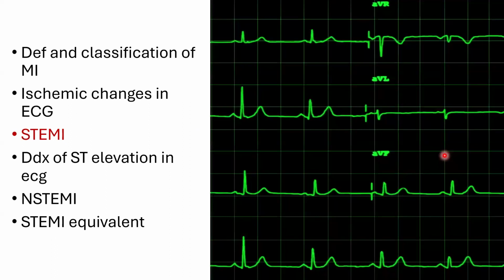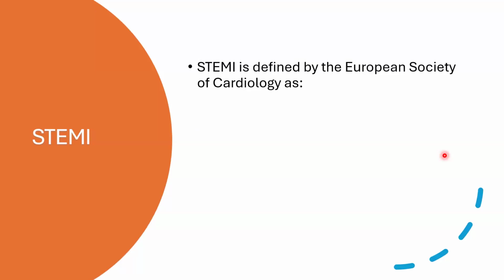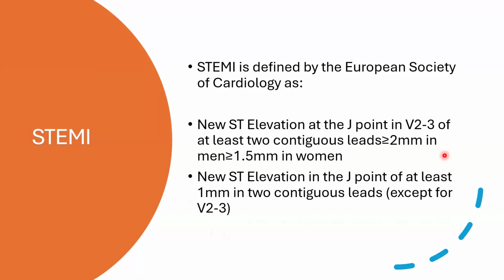We've discussed the definition and classification of MI, and the ischemic changes that happen in the EKG. Let's now move on to the actual topic. First of all, we're going to be discussing the STEMI. So what is a STEMI? STEMI is defined by the European Society of Cardiology as an ST elevated myocardial infarction.